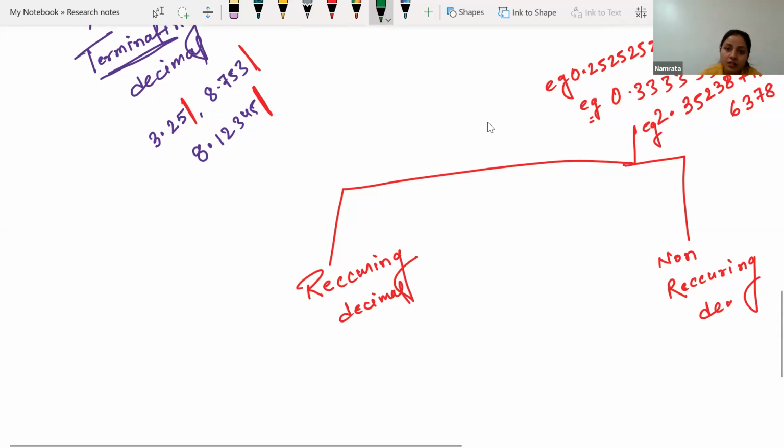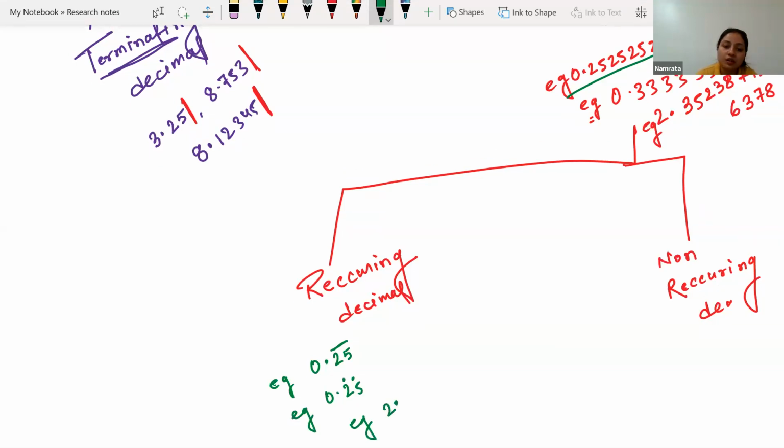For an example of recurring, from the above examples, take 0.252525, which we can write as 0.25 with a bar on the head, or maybe 0.25 with a dot on the 2 and 5. That means these two digits are repeating. Another example which we have taken is 0.33, which we write as 0.3 with a bar on the head or maybe a dot on the head. These two signify the same thing. These are called recurring decimals.